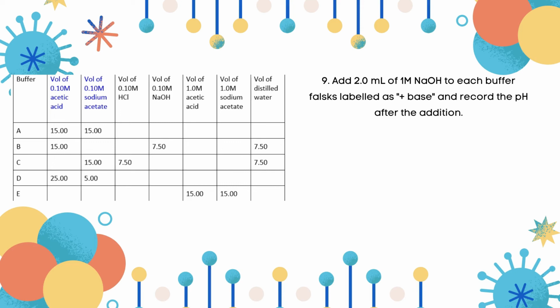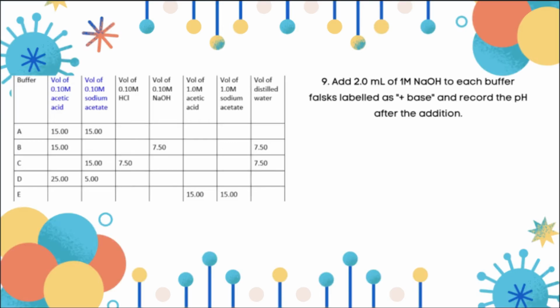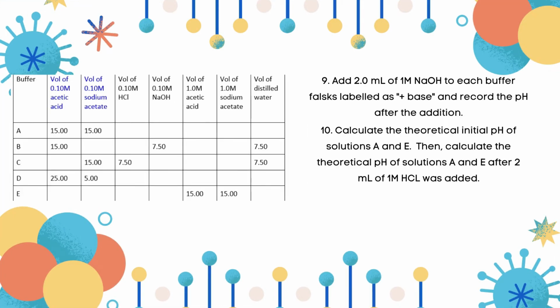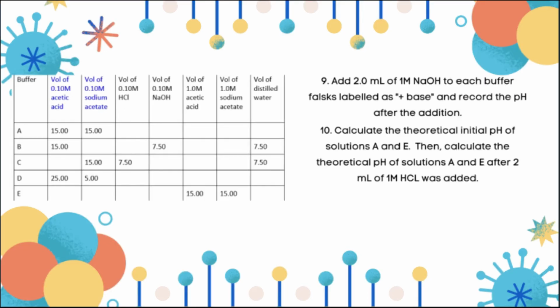Similarly, add 2 ml of 1 molar sodium hydroxide to each buffer flask that is labeled as plus base and record the pH. We then calculate the theoretical initial pH of solutions A and E. Then, calculate the theoretical pH of solutions A and E after 2 ml of 1 molar hydrochloric acid was added. Now let's proceed to the data calculations.